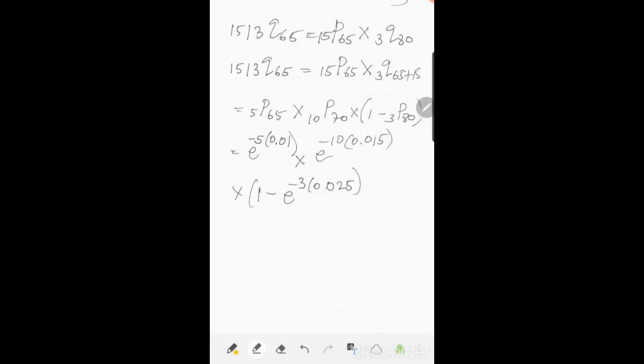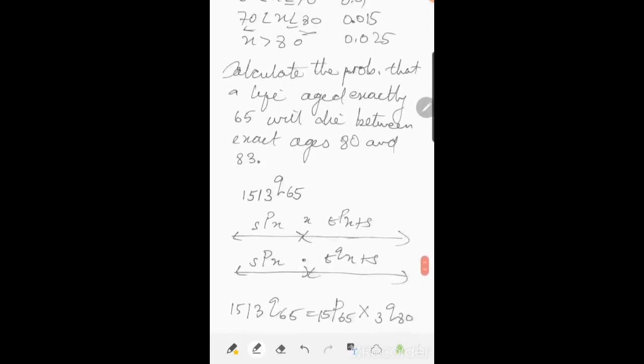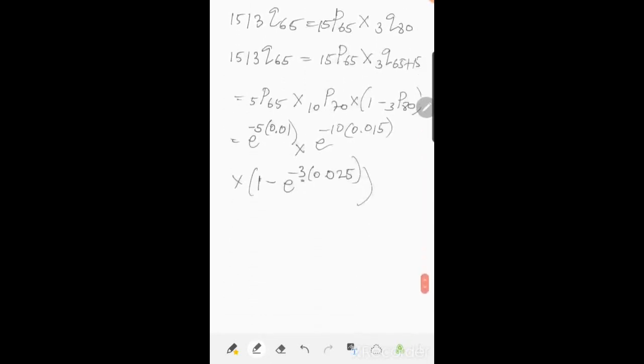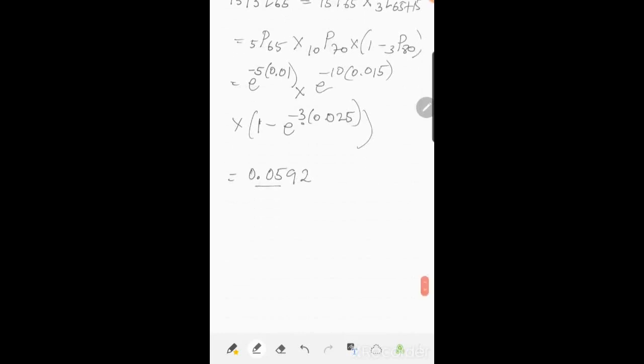0.025. So where is this 3 coming from? The 3 is coming from here, 80 to 83. So this is 80 and 83, and above 80 our force of mortality is 0.025. So if you use your calculator, you get 0.0592. So we come to the end of our lecture. Thank you.